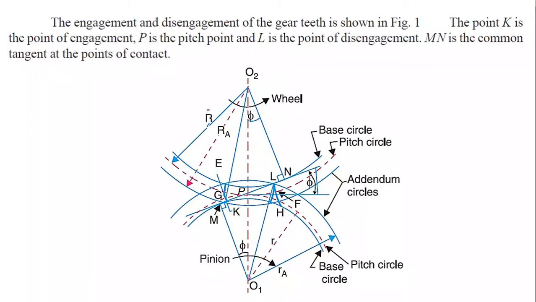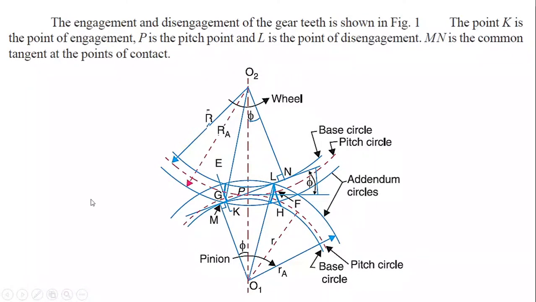Both the gear and wheel pitch lines are contacting the common point. This is the pitch point. The point L is the point of disengagement. MN is the common tangent at the point of contact. This is the common tangent.